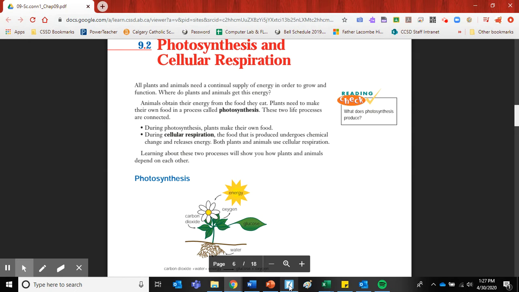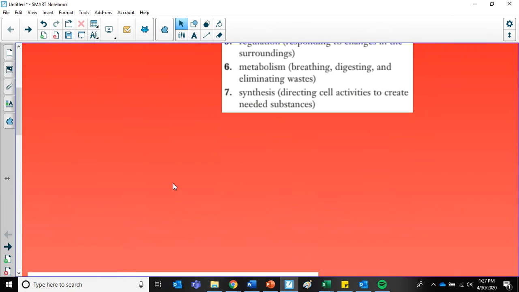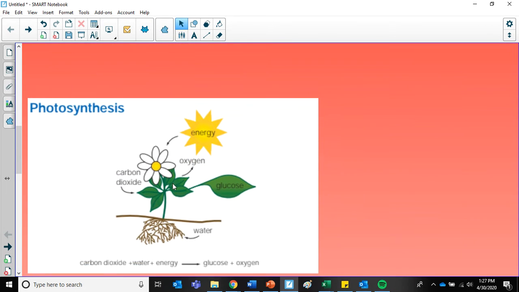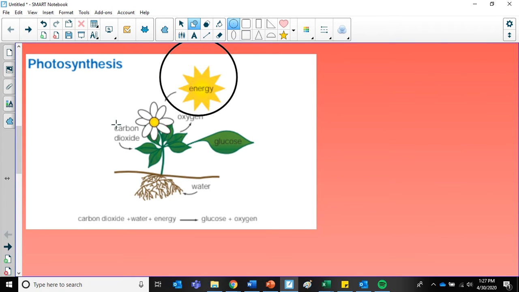Next, we're going to jump into photosynthesis and cellular respiration. Hopefully, we remember what photosynthesis is, and we've heard this word before, because we need to know what comes into our system, and we're going to see that right here. We'll have our circle right here. Here it comes into our system. We have energy coming in. We have carbon dioxide coming in. And we have water coming in.